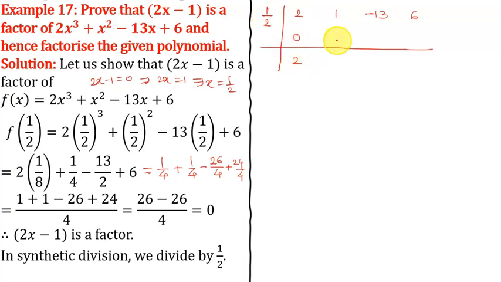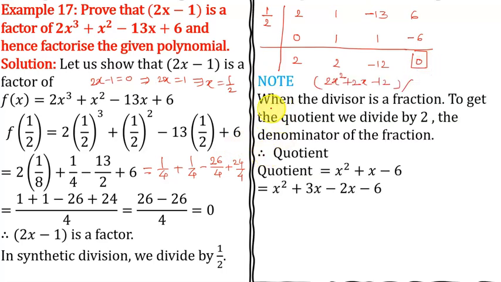2 into 1 upon 2, you will get here 1. 1 plus 1 is 2. Again 2 into 1 upon 2 is 1. Minus 13 plus 1, we will have here minus 12. Minus 12 into 1 upon 2 is minus 6, plus 6 minus 6, it cancels. Okay. Here important note, when the divisor is a fraction.